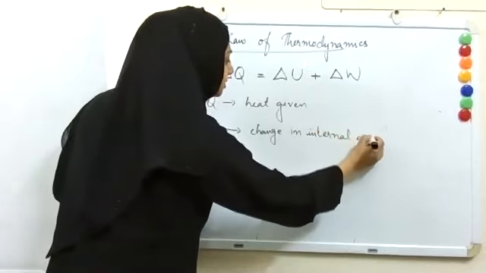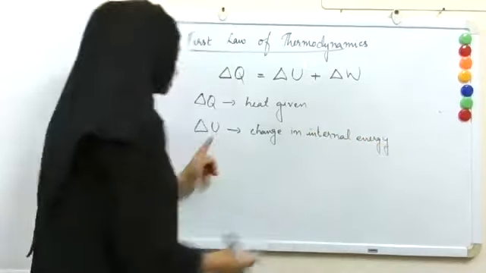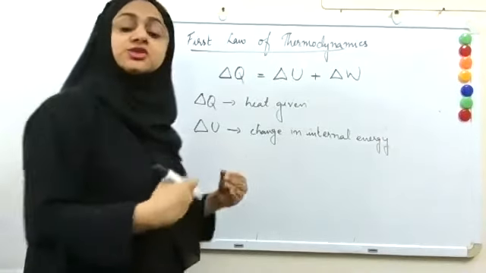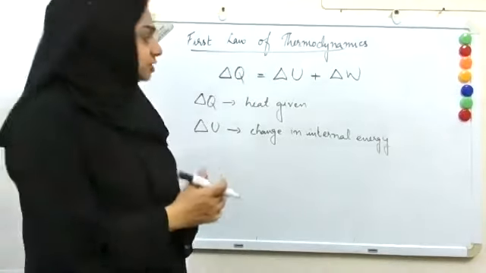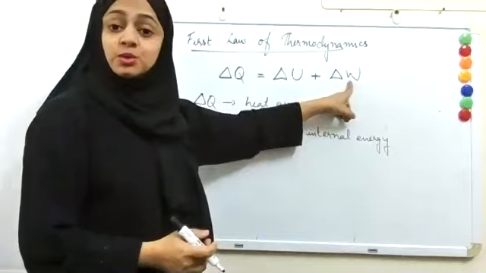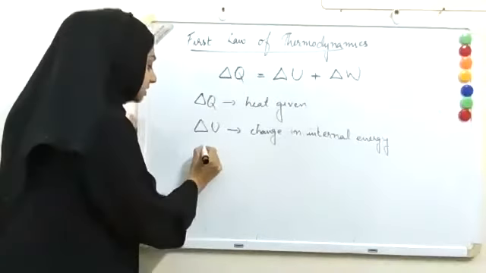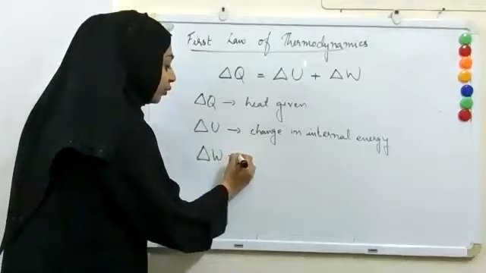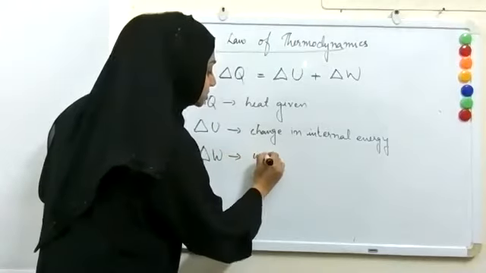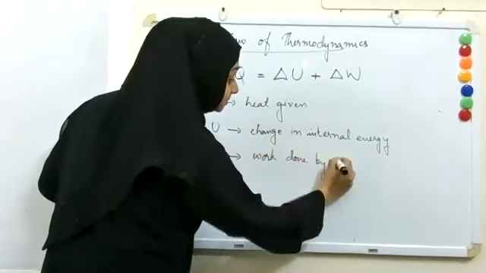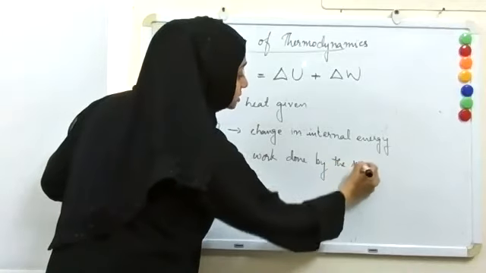Internal energy. Okay, so U stands for the internal energy. Delta U means the change in internal energy. Now, what is W? Work done. Yes. So, delta W is the work done by the system. Work done by the system on the surroundings.